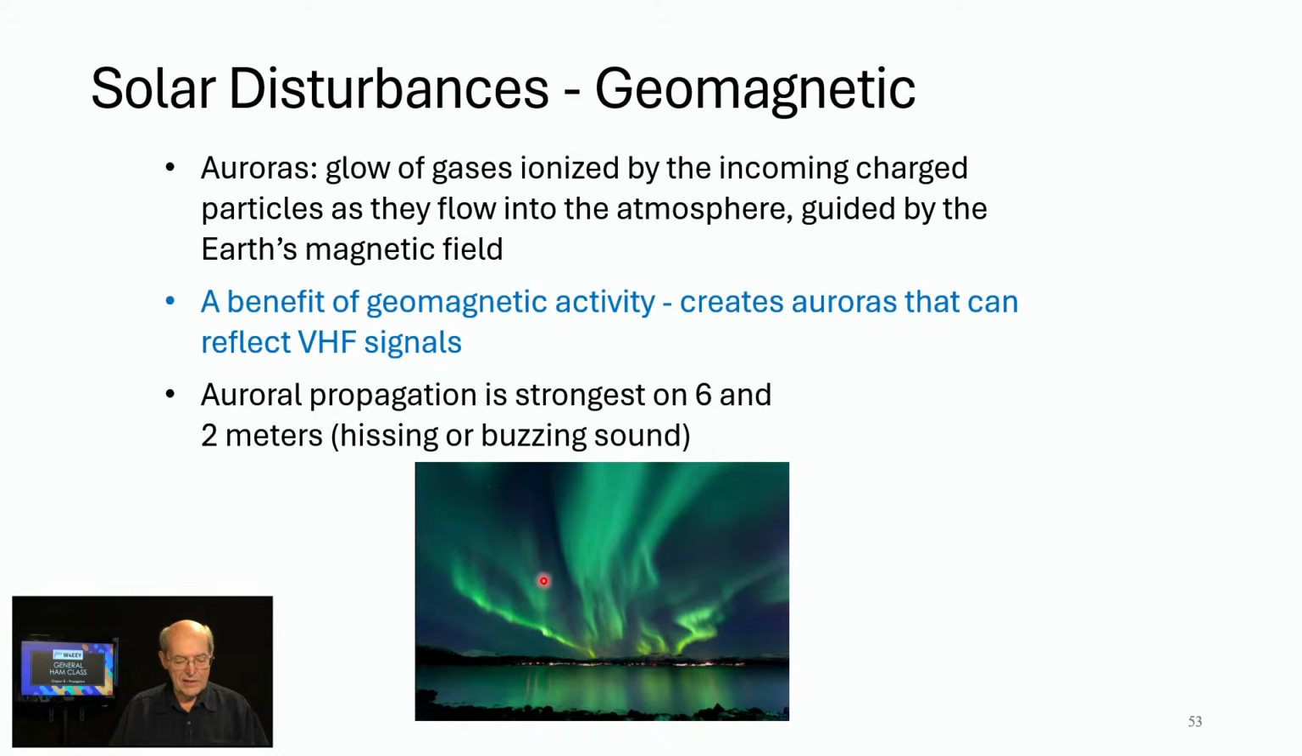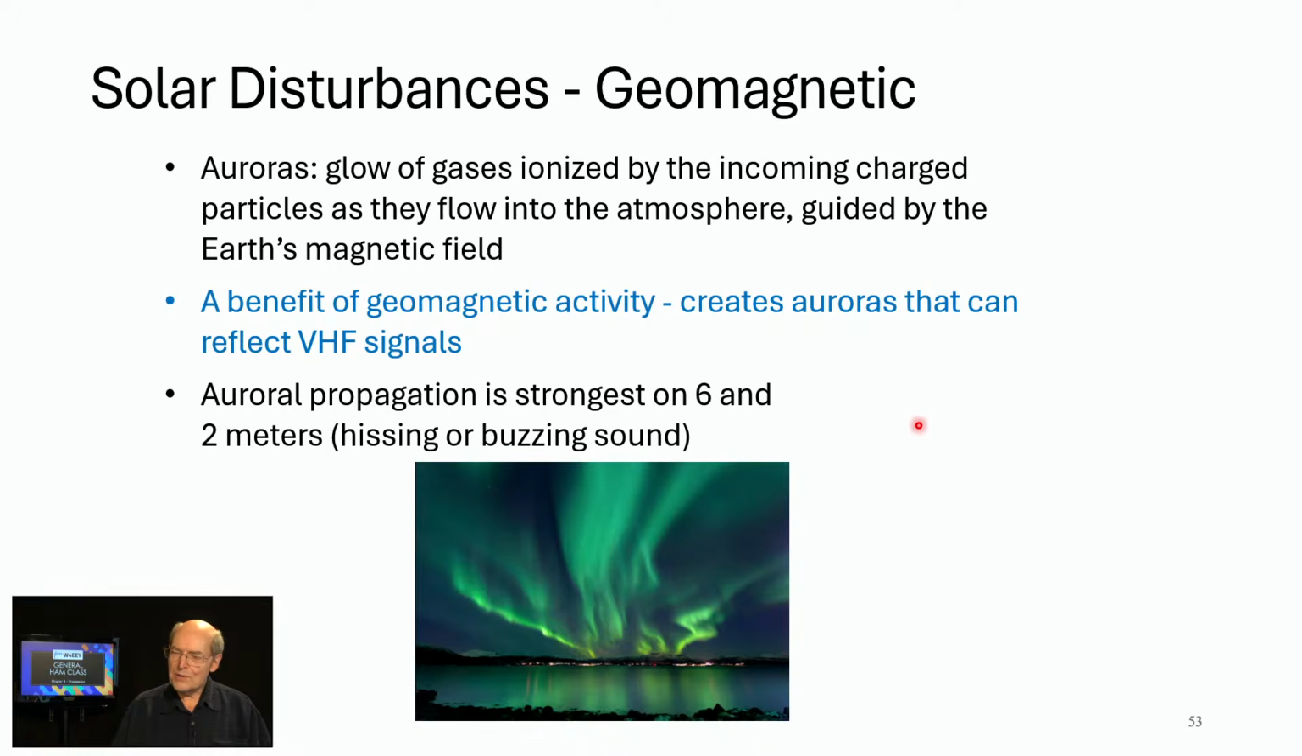So we talked about the northern lights. That was light. Light doesn't really affect radio, but the same ionization that produces the light produces ionized gases that signals can be reflected from. So auroras are glow of gases ionized by incoming charged particles as they flow into the atmosphere, guided by the Earth's magnetic field, kind of funneled into the Earth. And then auroral propagation is strongest on 6 and 2 meters. In order for you to take advantage of that, normally you would have to turn your antenna north toward the North Pole, or if you were in the southern hemisphere, toward the South Pole.